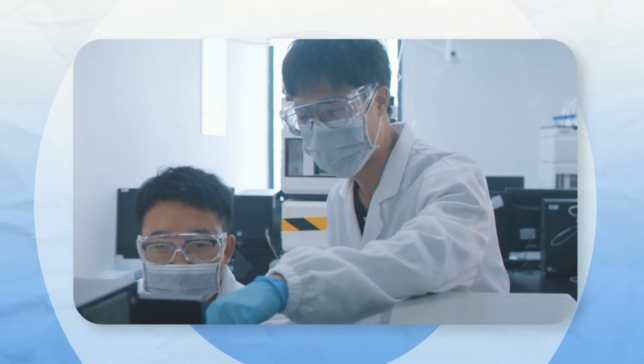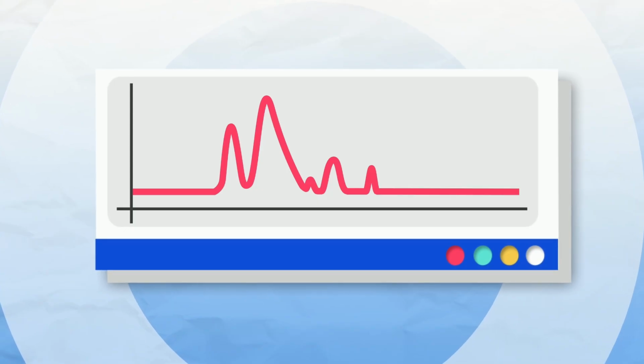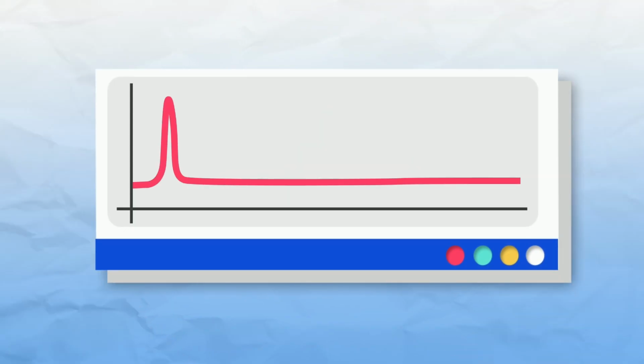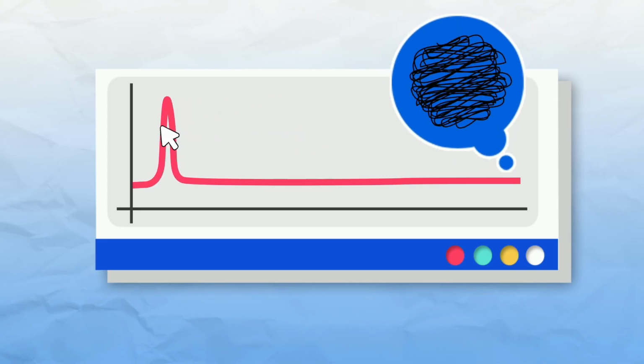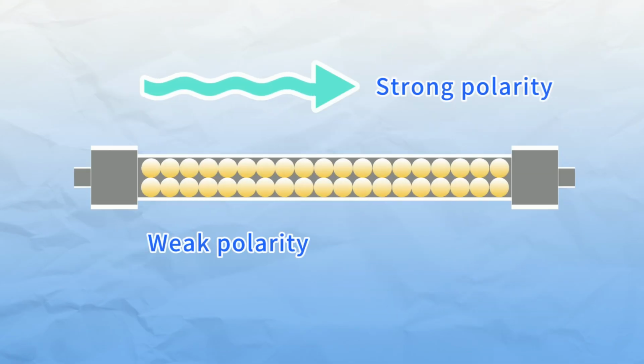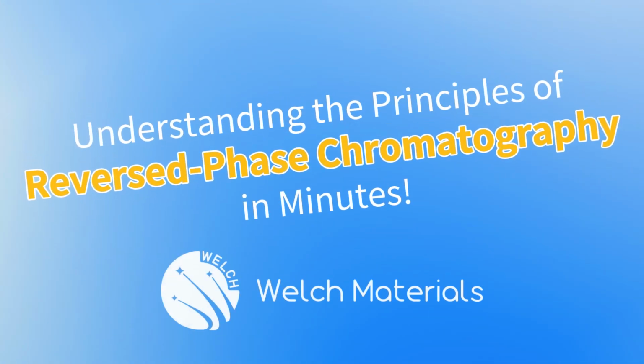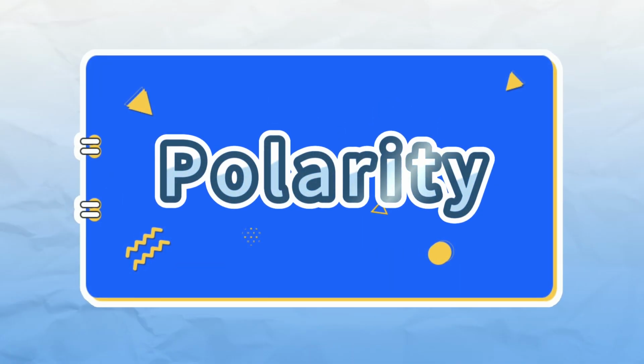As HPLC analysts, we often encounter issues such as poor peak resolution, excessive peak broadening, or early elution, and struggle to find the right approach to adjust the conditions. In this video, we explore the principles of separation in reversed phase chromatography, addressing these challenges at their root. First, we introduce the concept of polarity.